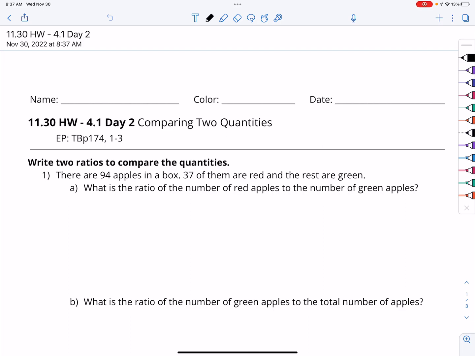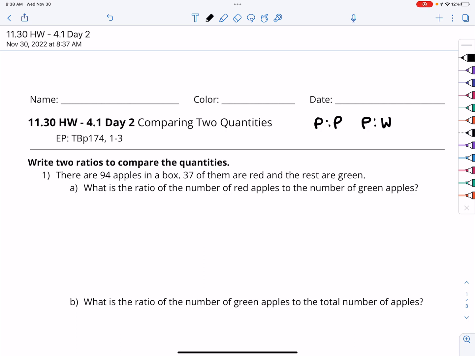What is going on? So, here we are today on Chapter 4, Lesson 1, Day 2, comparing two quantities. And so here we start looking at part to part ratios and then also part to whole ratios. And so being able to identify which pieces or what information you have in your problem is going to go a long way for making sure you're being accurate with these questions.